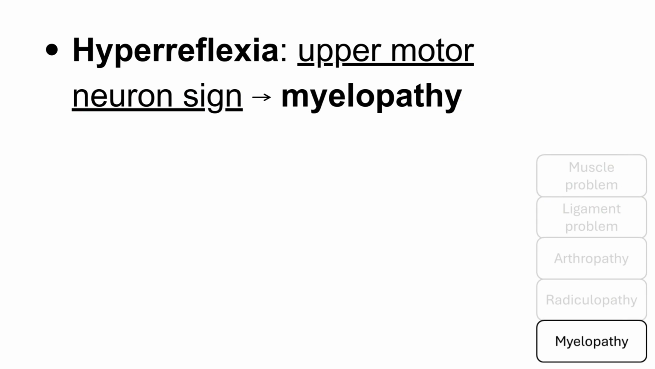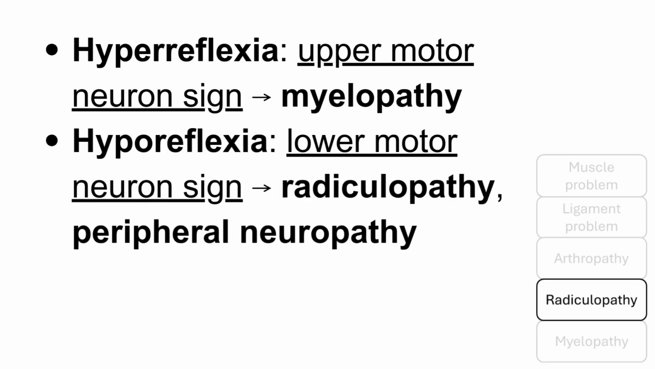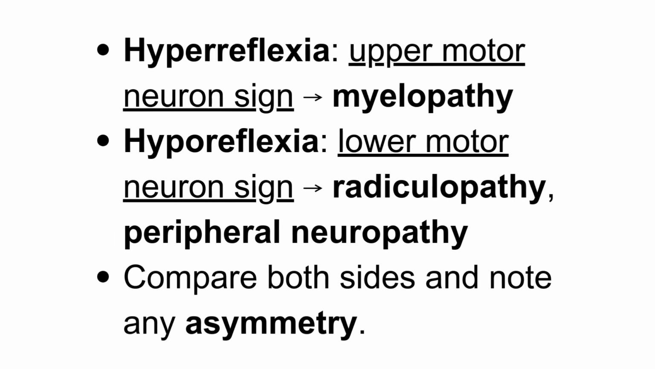Hyperreflexia, meaning overactive or exaggerated reflexes, is an upper motor neuron sign, which may suggest myelopathy. On the other hand, hyporeflexia, or reduced reflexes, is a lower motor neuron sign, which may suggest radiculopathy or peripheral neuropathy. Always compare both sides and make notes of any asymmetry. That's often a key clinical clue.